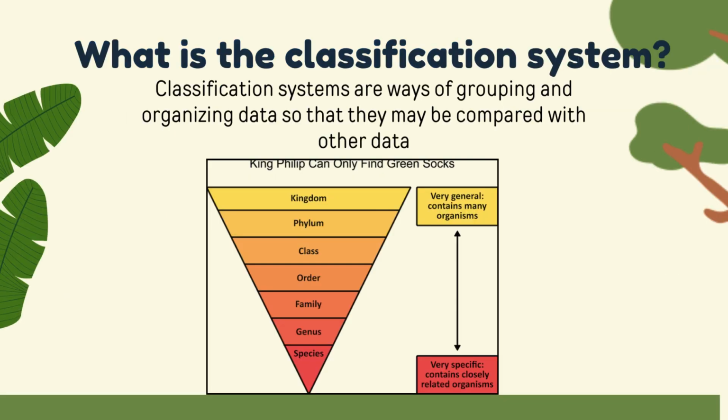Picture it like a giant filing system for nature. So let's break it down for you in simple terms. At the very top of this system is the kingdom. There are 5 of them, like big folders in our living library.